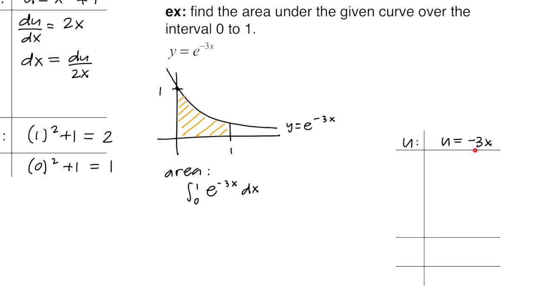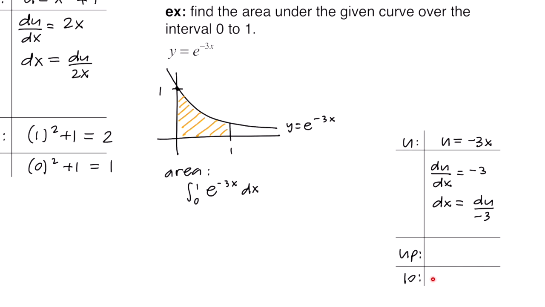So we let u equal negative 3x. We take the derivative, we get du dx equals negative 3. And then we rewrite the proportion. So the dx comes up to the right, the negative 3 comes down to the left. So you get that dx is equal to du over negative 3.